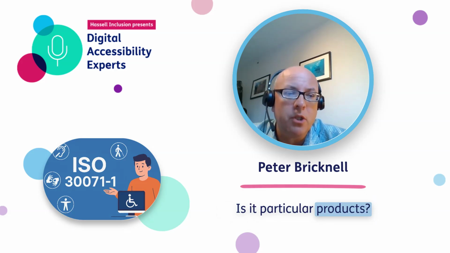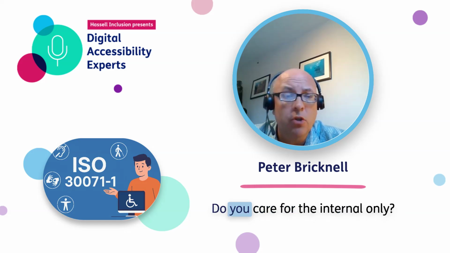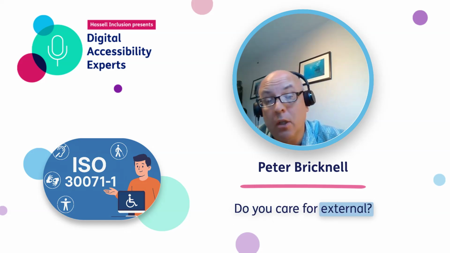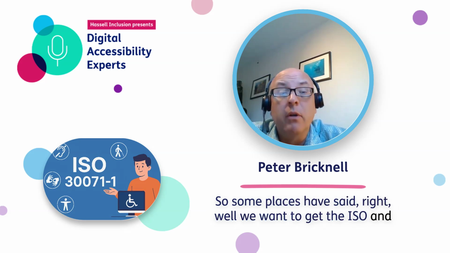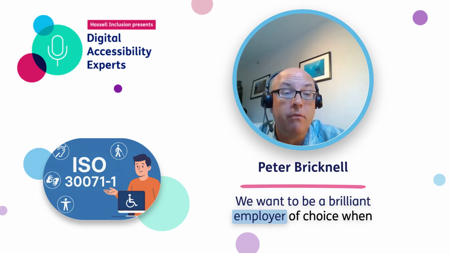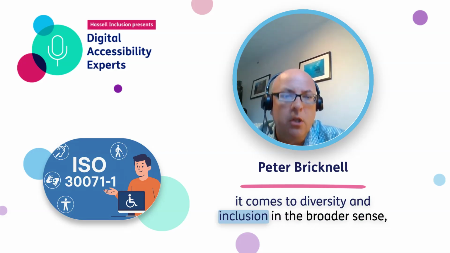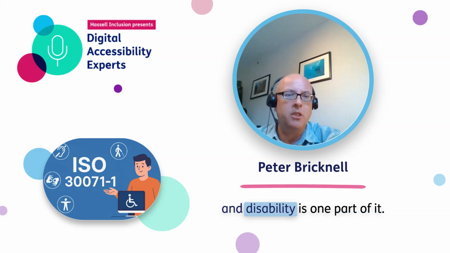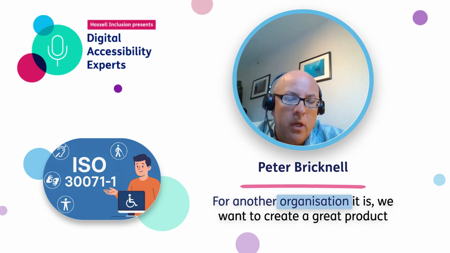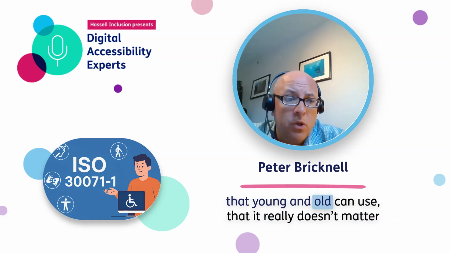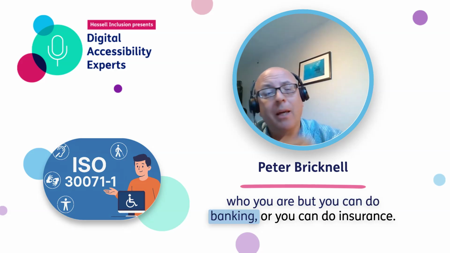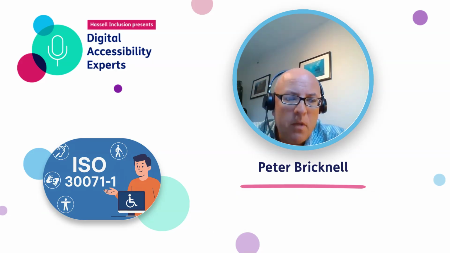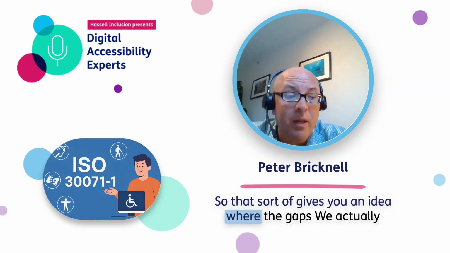Is it particular products? Is it particular customer areas? Do you care for the internal only? Do you care for external? So some places have said, right, well, we want to get the ISO and we want to do it for our internal IT. We want to be a brilliant employer of choice when it comes to diversity and inclusion in the broader sense, and disability is one part of it. For another organization, it's we want to create a great product that young and old can use, that it really doesn't matter who you are, but you can do banking, say, or you can do insurance. So that sort of gives you an idea where the gaps are.